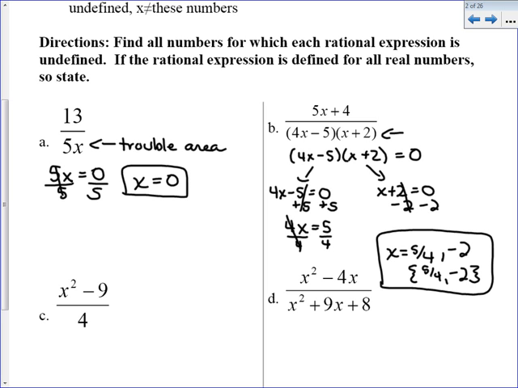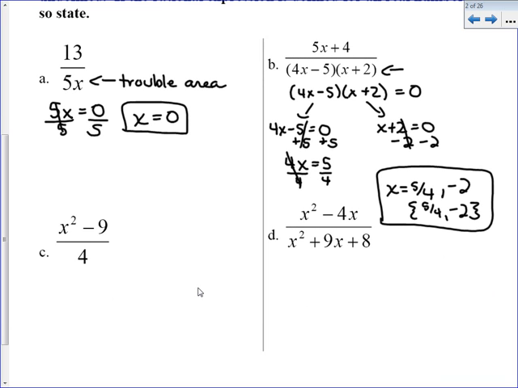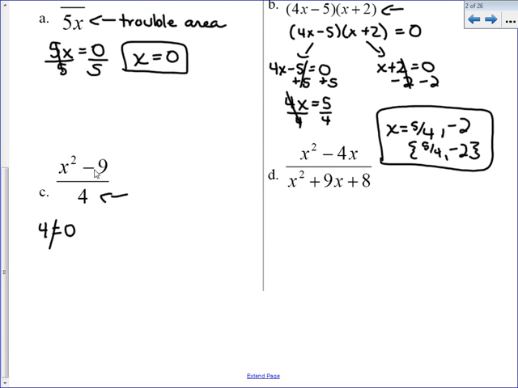All right, C. When I'm looking at a fraction, where's the trouble area? The bottom, in the denominator. So I'm looking at my denominator. How is this different than, say, A? Doesn't have a variable. Well, if it doesn't have a variable, what happens if we say 4 equals 0? Do I have anything to solve for? Is that true? No. So really, there's no trouble here because there's no variable.